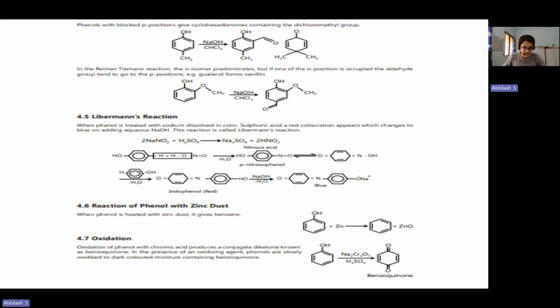Let's discuss the oxidation of phenol. Oxidation of phenol takes place in the presence of Na2Cr2O7 in an acidic environment, which leads to the formation of benzoquinone.